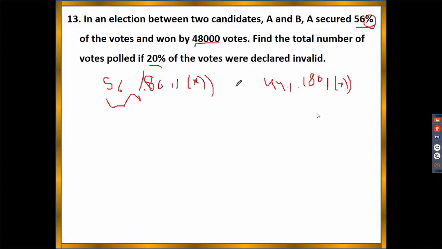How many votes is the difference? The difference between both the persons is 48,000. Do it fast. 56% minus 44% is equal to 48,000. Write down, go with your own calculation. Find the total number of votes polled. You have to find the X value.